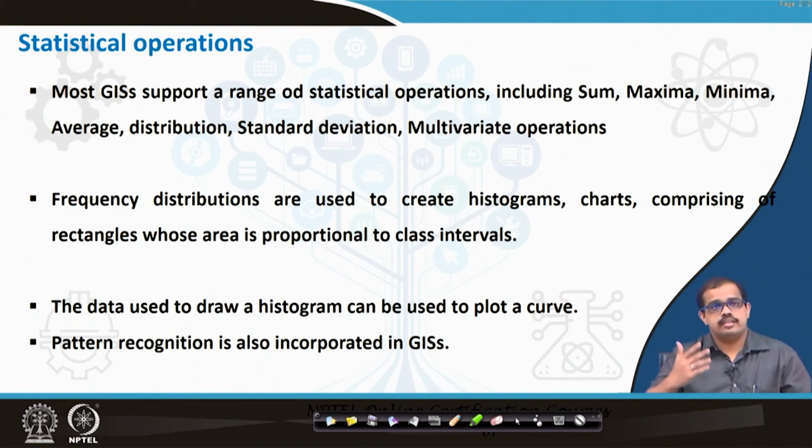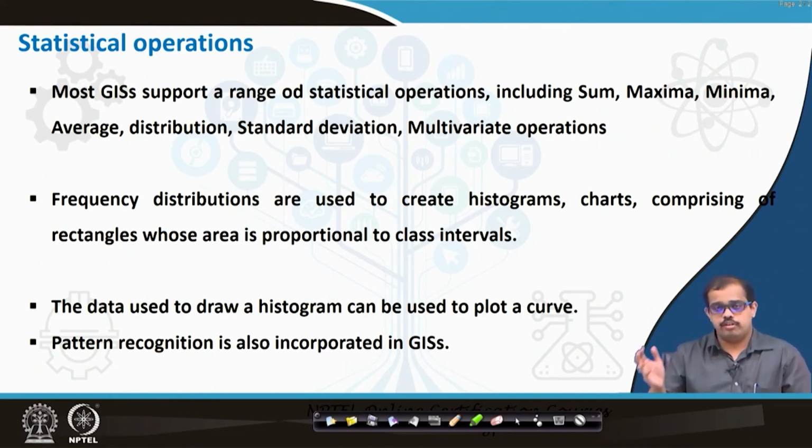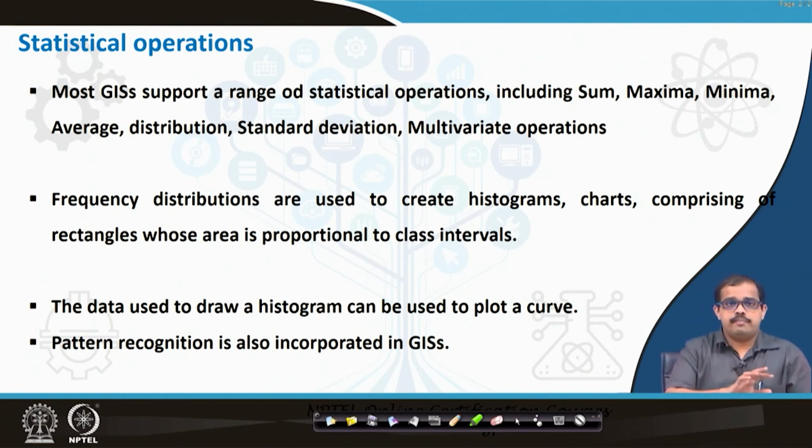And when you are looking at this, frequency distributions are one of the very important aspects of spatial data. So, you can create histograms, charts comprising rectangles whose area is proportional to the class intervals, if you are looking at class data or range data, and the data used to draw a histogram can even be plotted into a curve. Which I am trying to say is that whether you are using statistical operations or putting it in the form of an image, everything can be done using GIS software. Okay, any kind of analysis.